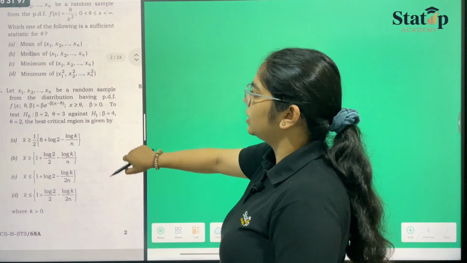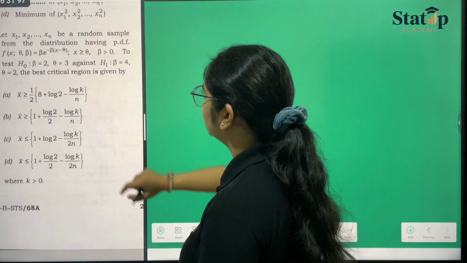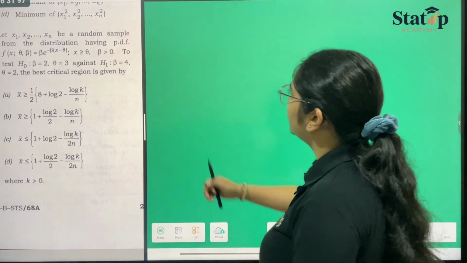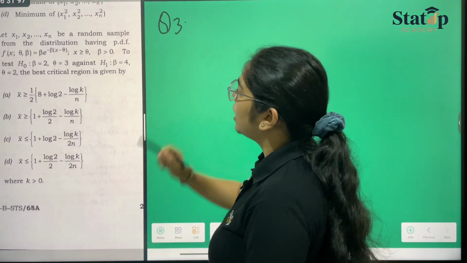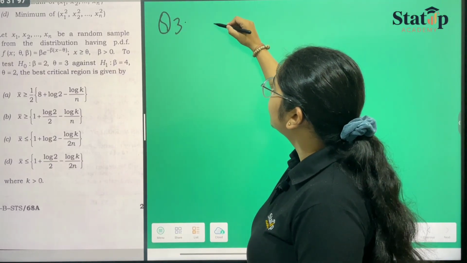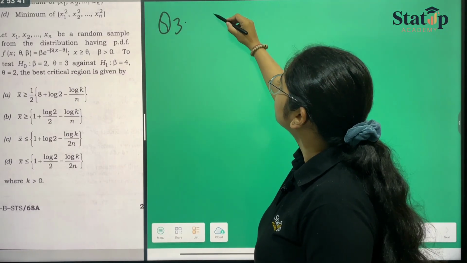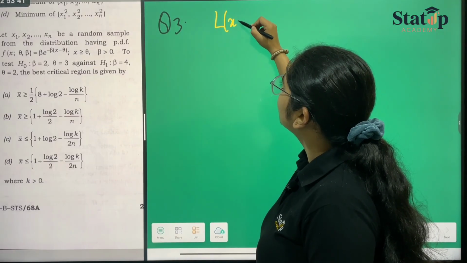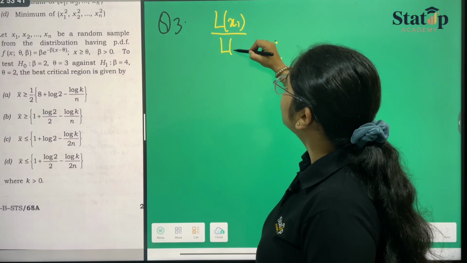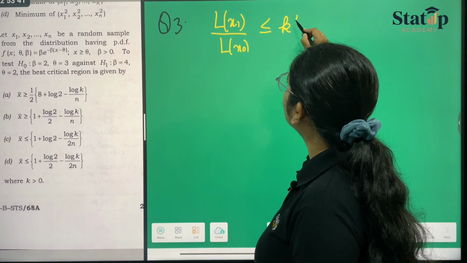Now moving towards another question, question number 3. Here we have been given another PDF, distribution of another PDF. So here again we will be talking about the likelihood ratio. Likelihood ratio states that L(x1) upon L(x0) should be less than or equal to K dash.